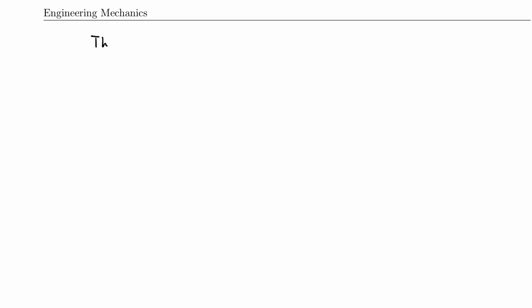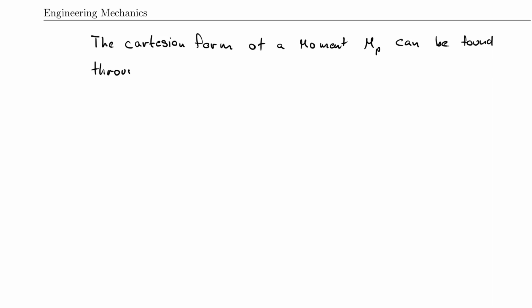So let's just state that the component form, or the Cartesian form, of a moment, let's call it M about any point P, can be found through the determinant of R cross F. And of course, these are vectors, and the moment is a double vector. So please keep that in mind.